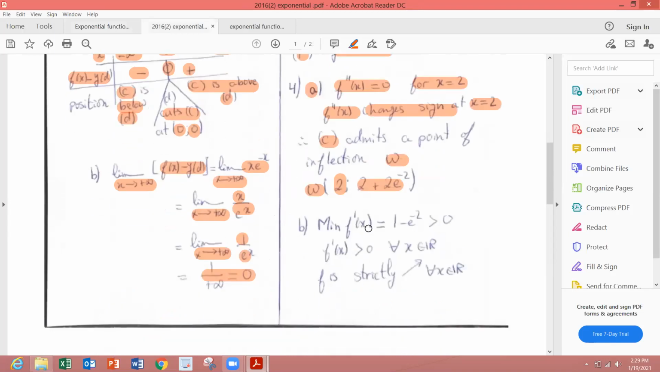So we say the minimum of f prime of x equals 1 minus e to the power minus 2, which is greater than 0. Since the minimum is positive, it means f prime of x is positive for all x belonging to R, then f is strictly increasing for every x belonging to R.